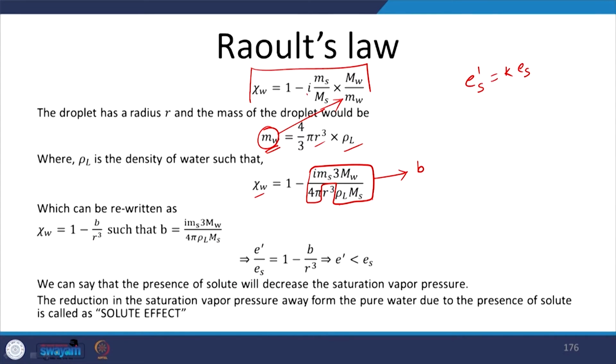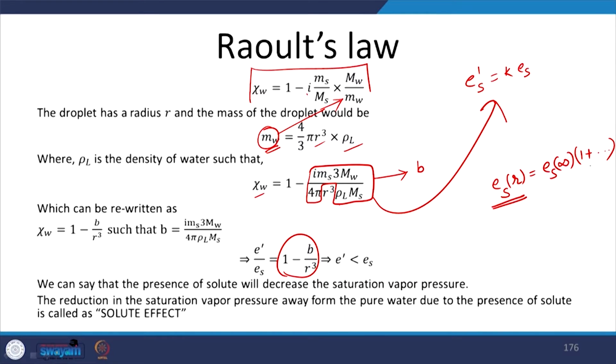So now we substitute this into the empirical relation that we have, right. So E prime divided by Es is 1 minus b by r cube. So this is 1 minus. So in the case of the curvature effect, we see that the saturation vapor pressure over a curved surface in comparison to the saturation vapor pressure over a flat surface was something like this, 1 plus. That means the saturation vapor pressure over a curved surface will always be larger than the saturation vapor pressure over a flat surface. So here you see the exactly opposite.